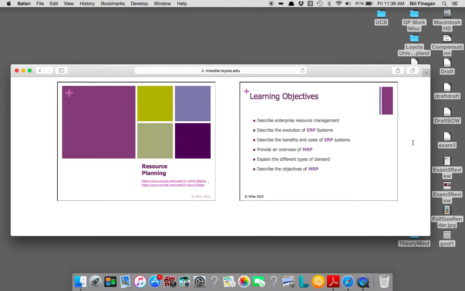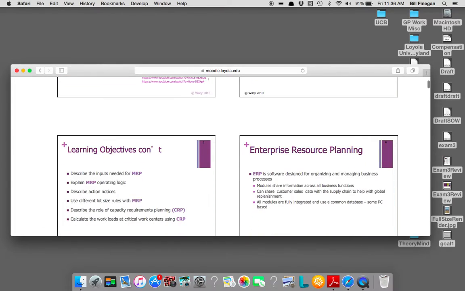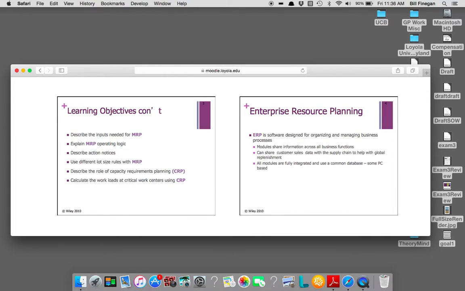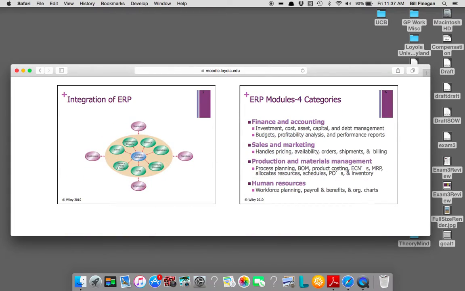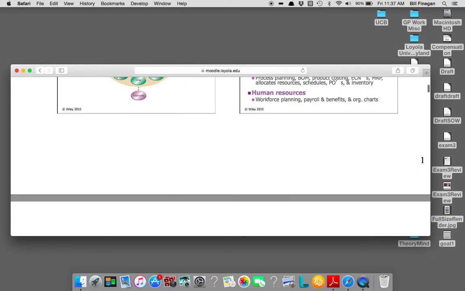As mentioned in previous classes, there's a lot of focus on enterprise resource planning. You'll need to both understand what an ERP is as well as be able to describe it. The modules of ERP include finance and accounting, sales and marketing, production materials management, and human resources. You can expect to see that in either a true, false, or multiple choice question.